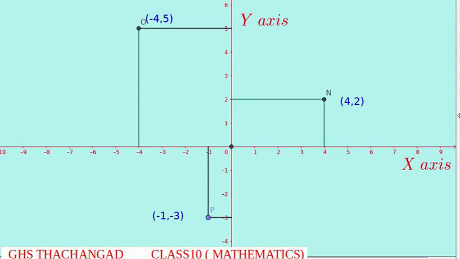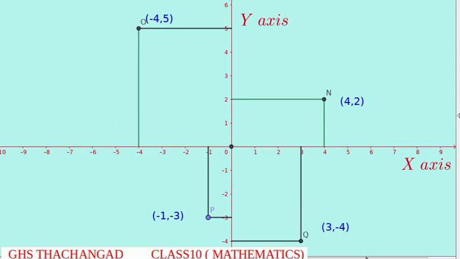Again we mark another point: (3, -4). How does (3, -4) come? 3 units right, which is positive, and 4 units downward. Then you can give a name to this point.